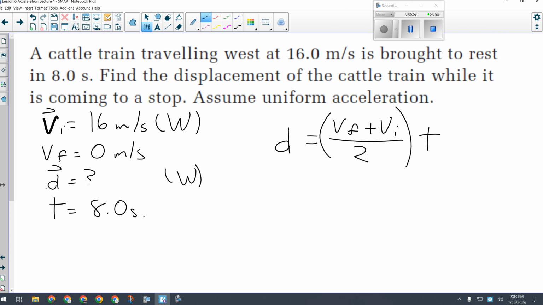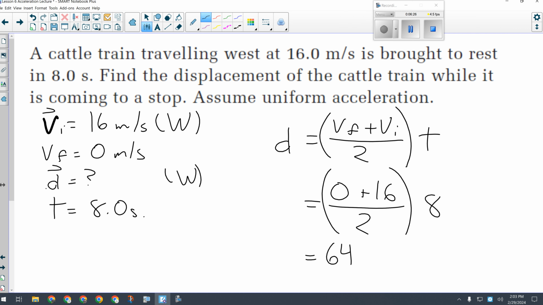I can just plug numbers in. That's always nice. Now that I know which formula I'm going to use, I'm going to plug in my numbers. Vf was 0. Vi was 16, divided by 2. And the time was 8 seconds. I can do that math in my head. 16 divided by 2 is 8. 8 times 8 is 64. Everybody okay with that? That means the displacement of this cattle train is 64 meters west.